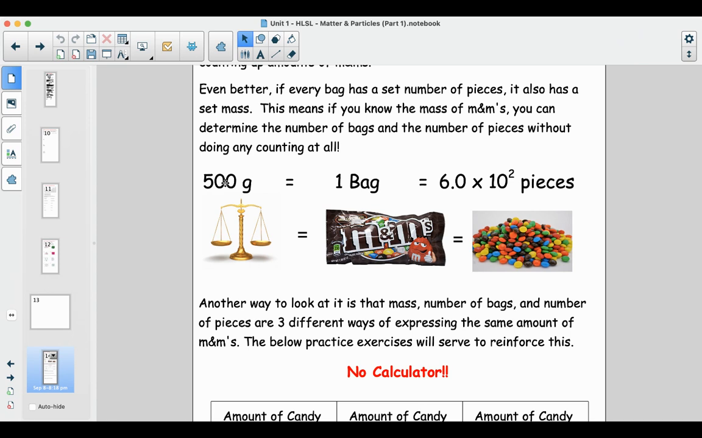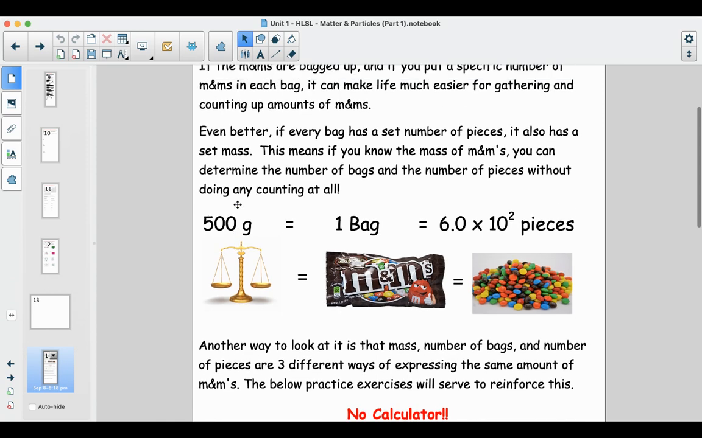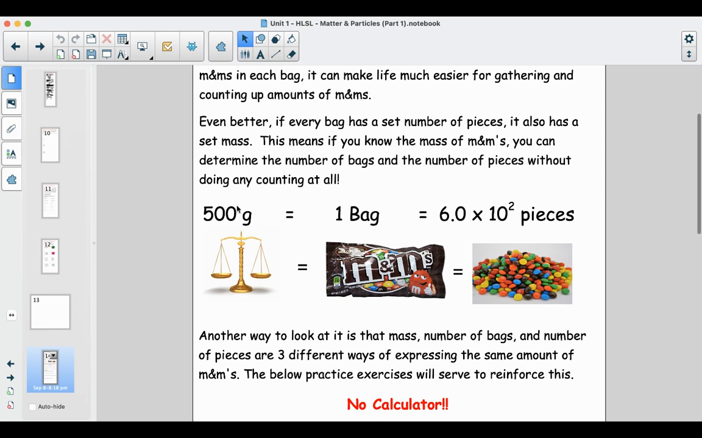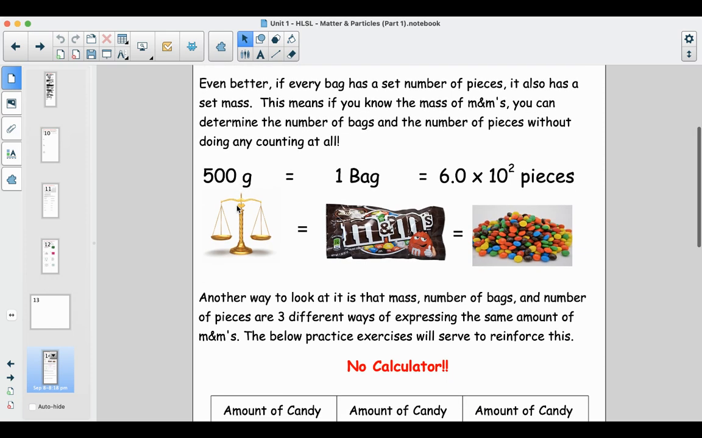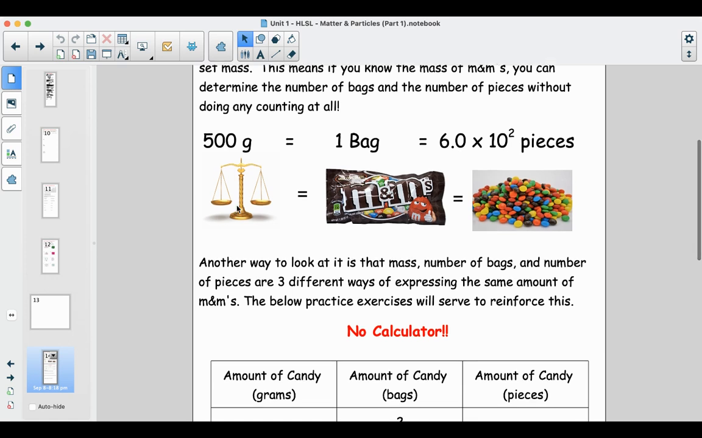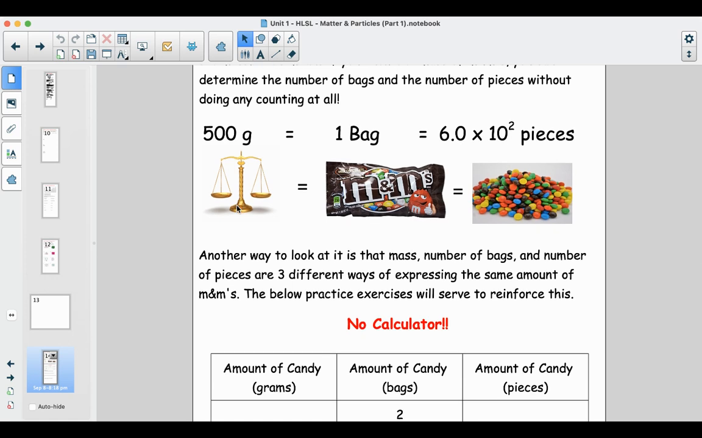So now we have an extra tool, which is that we can weigh our candy and immediately figure out how many bags that is equivalent to, and also how many pieces are in that sample just based on the mass. So this is a way of counting without actually having to do the counting, because the counting would take way too long. This is the type of question that comes up a lot on paper one, the multiple choice question, and it's the question that you can't do with a calculator.